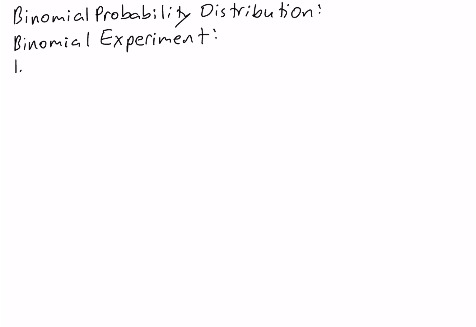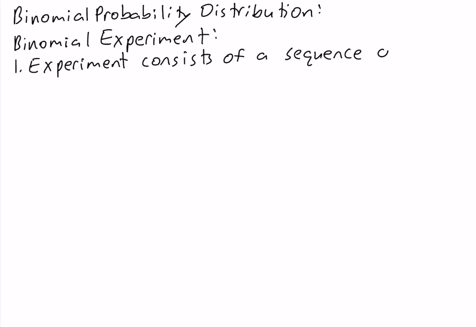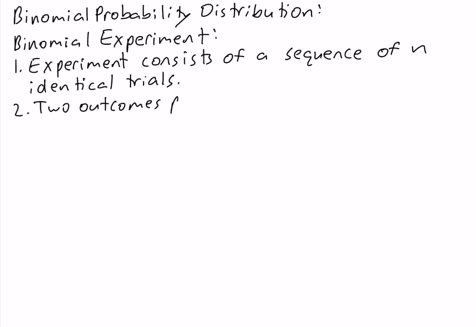The first property is that the experiment consists of a sequence of n identical trials. The second property is that there are two outcomes possible on each trial.